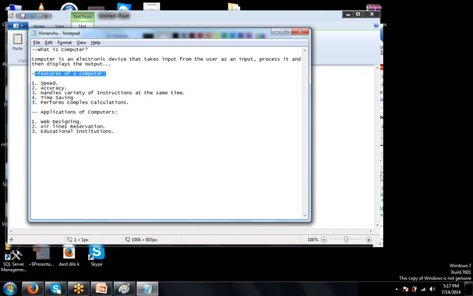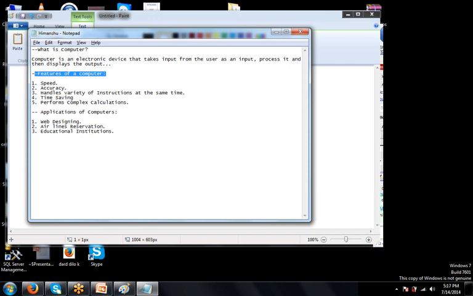Another one is accuracy. A computer can give accurate results as compared to human beings. Human beings can do transactions and calculations, but there are some common mistakes, some calculation errors. But a computer can give accurate results. So this is also a main feature of a computer.